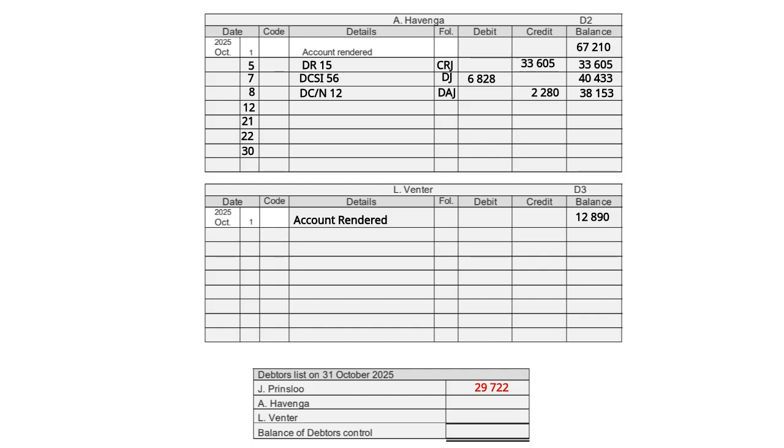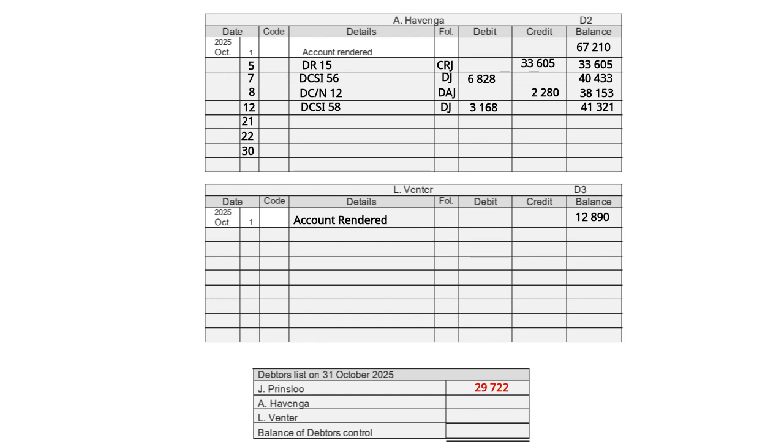38153. Then on the 12th, credit sales of inventory to Havenga 3600 subject to 12% discount. Remember, you are only going to take the amount after the discount, so the amount to be debited is 3168. It's a credit sale, so it's my debtors journal. It's a duplicate credit sales invoice, and now my balance is 41321.